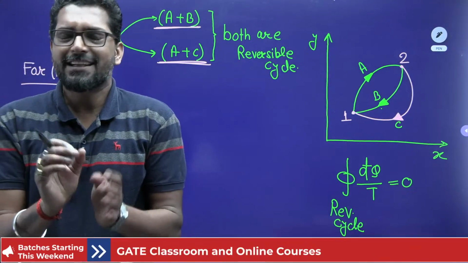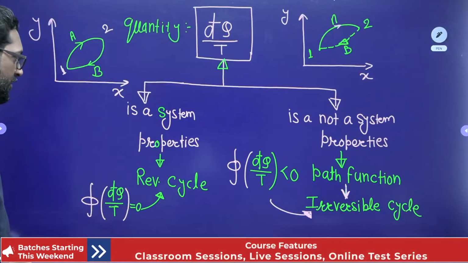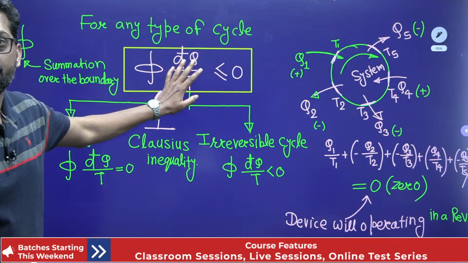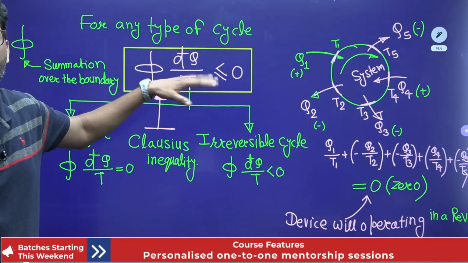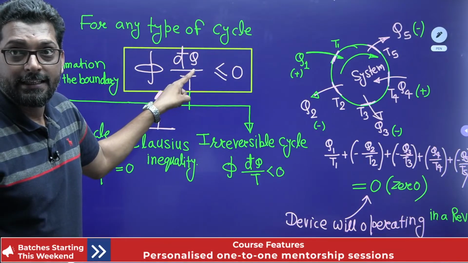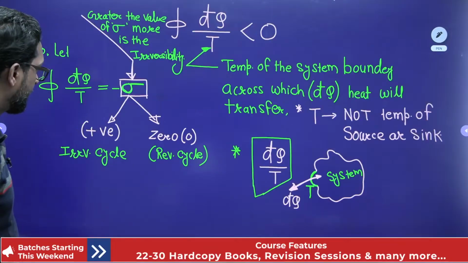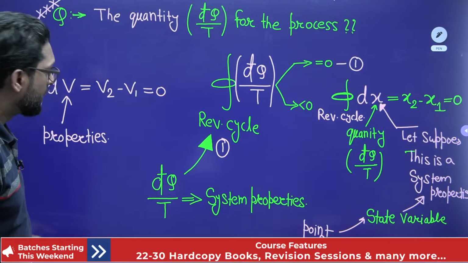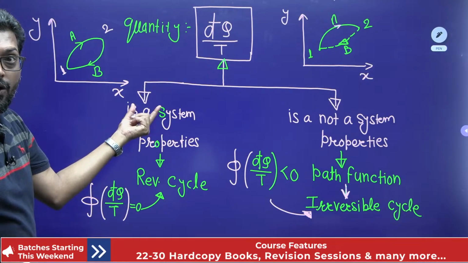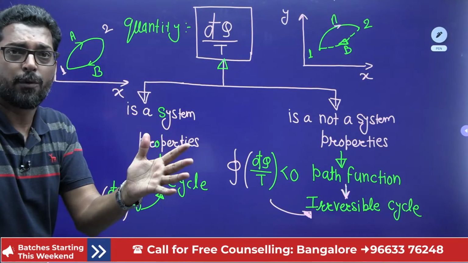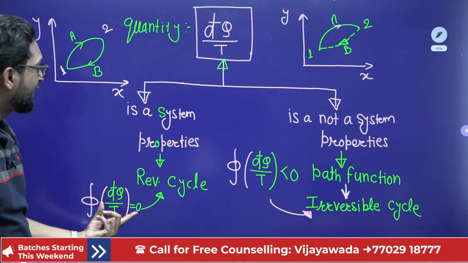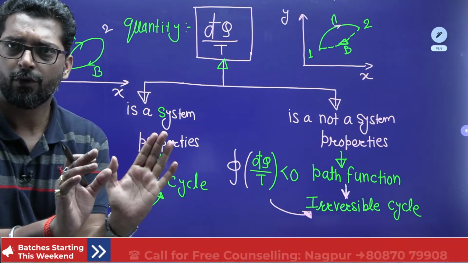Not entropy. Right now, see, beta, I will discuss one by one. We are taking this quantity first, and we will come to the rest afterward, okay? So dq by t is a property when, I am not talking about entropy, when the cyclic integration of this quantity is 0. This is clear, okay?